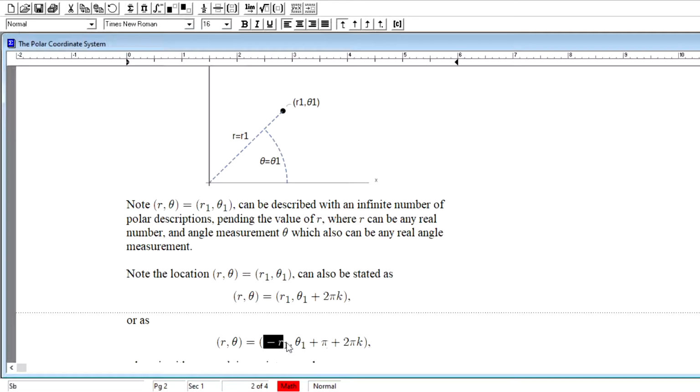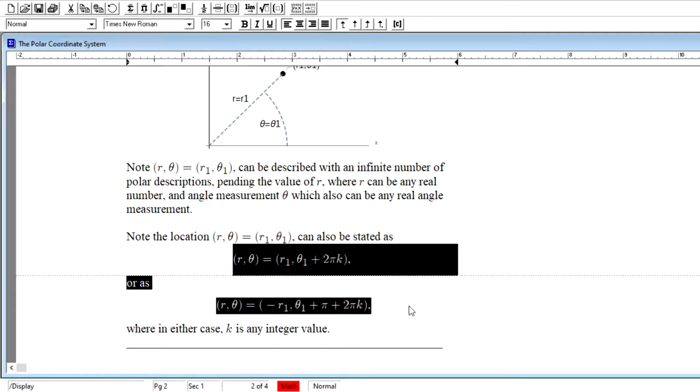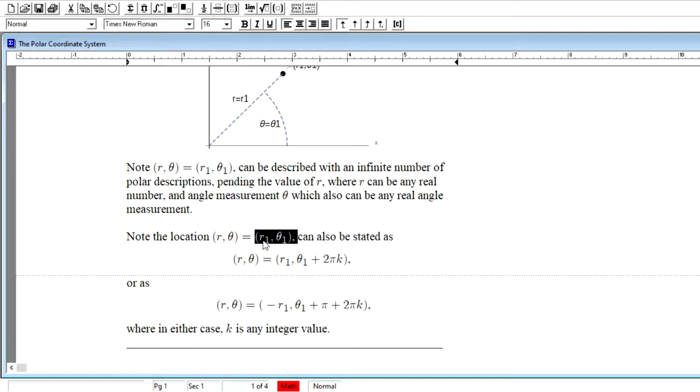So what we can say is we can have negative values of r if we were to be considered at some angle measurement that was half a revolution away from what would be a current angle measurement of theta 1. And not only could we be half an angle measurement away, we could be any full revolution beyond that half measurement highlighted by 2 pi k, right? Either of these descriptions would be appropriate in their description of location, given by r1 comma theta 1. And because k can be any integer, there's an infinite number of these different descriptions.